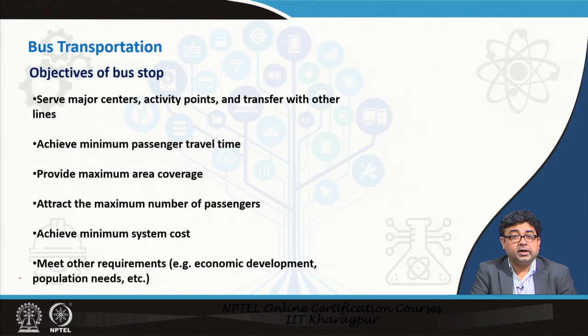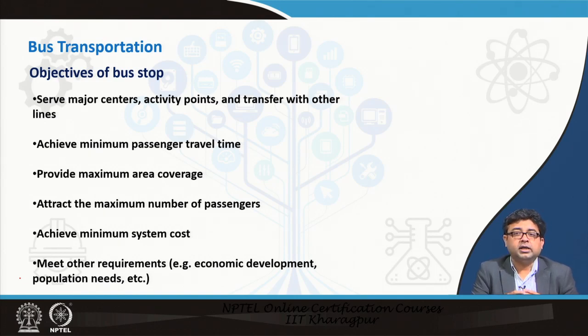Then it has to provide maximum area coverage, right. So, if there are a lot of residential complexes around in an area, then the transit stops have to be spaced in such a manner that they accommodate almost all of those residential areas. It may also be office areas. So, it has to be such that it caters to a majority of them. It has to maximize the coverage area, and by doing so it will attract the maximum number of passengers and also minimize the system cost.